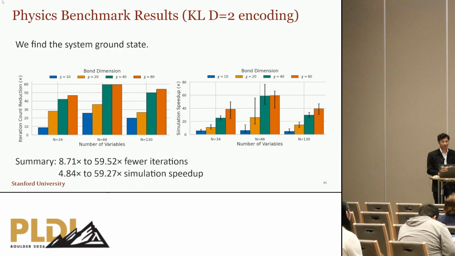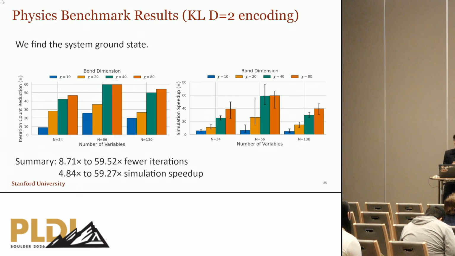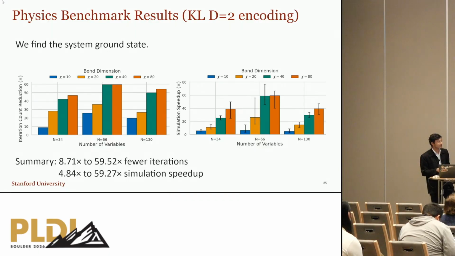Here's our result for the Kitaev ladder D equal to 2 encoding. Just note that we generally see improving performance as number of variables increase or the bond dimension increases. This results in an overall reduction in iterations from around 8.7x to 59.5x. This roughly translates similarly to speedup, going from around 4.8x to 59.3x approximately.